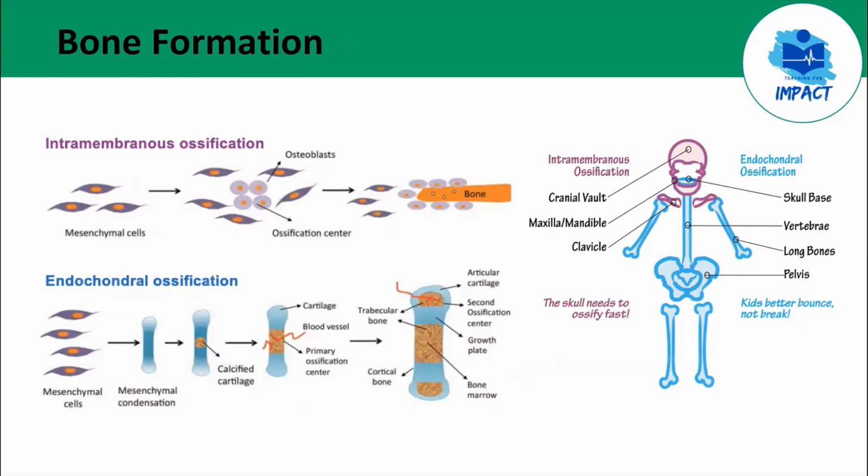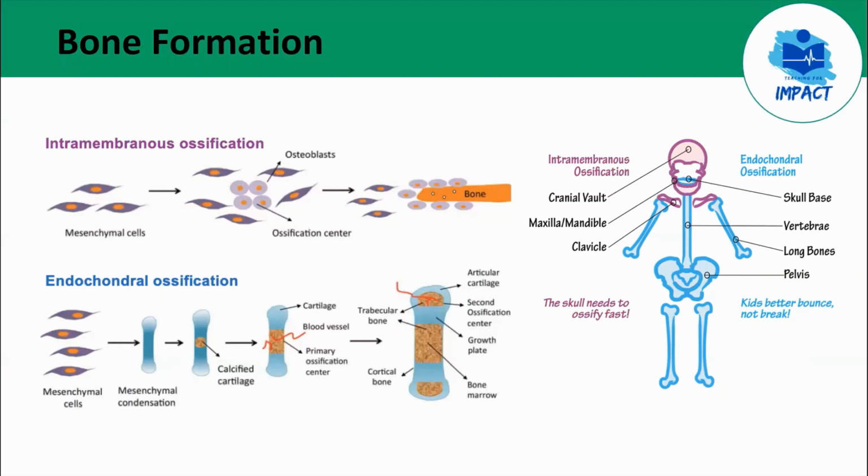So fetal development of bone occurs in one of two ways. The first is endochondral ossification, shown in blue, which is bone formation through a cartilage intermediate. The next type is intramembranous ossification, shown in purple, which is bone formation through direct mesenchymal progenitor cell differentiation.